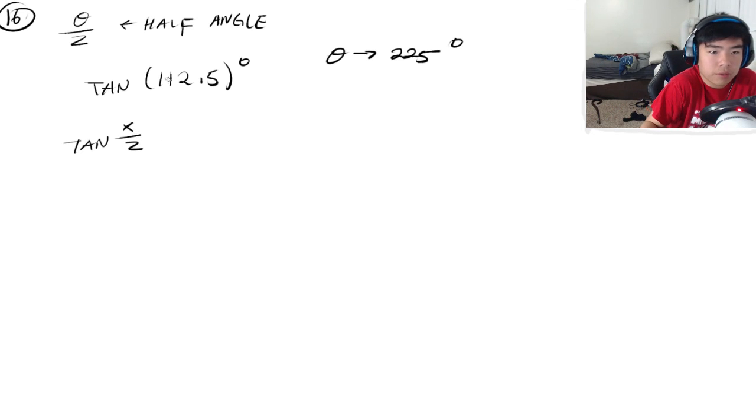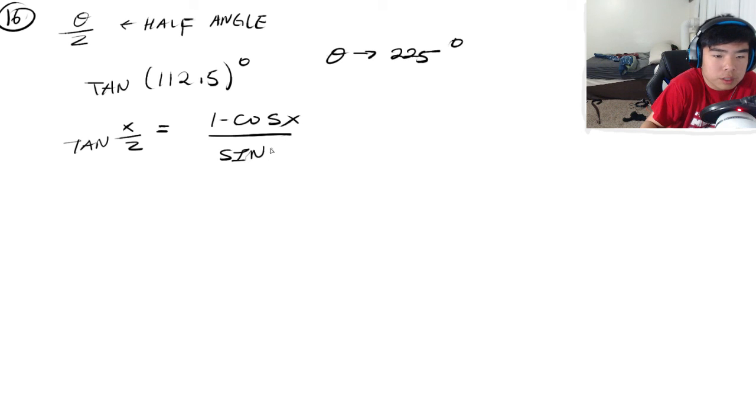We're trying to find the half angle, and since it's 225, this is going to be the formula, right? 1 minus cosine x over sine x. You could also flip it. You can make it sine x over 1 plus cosine x.